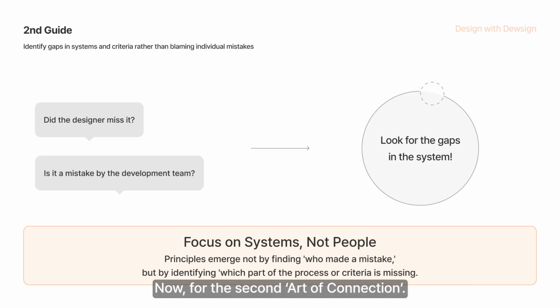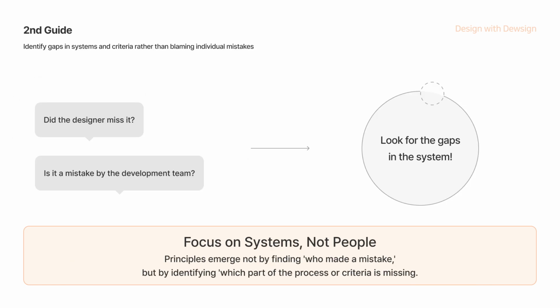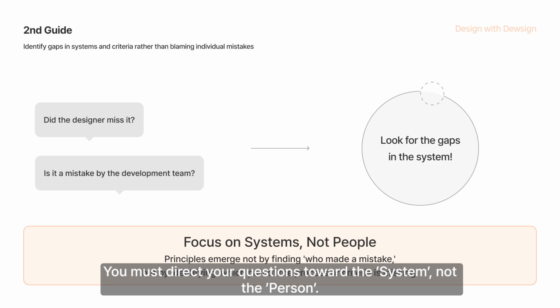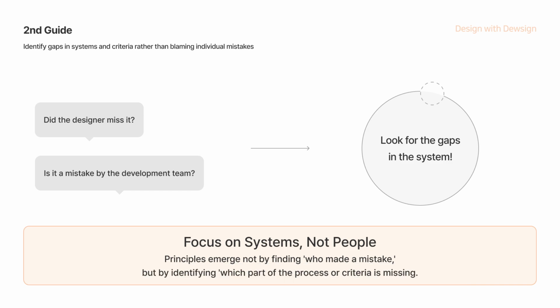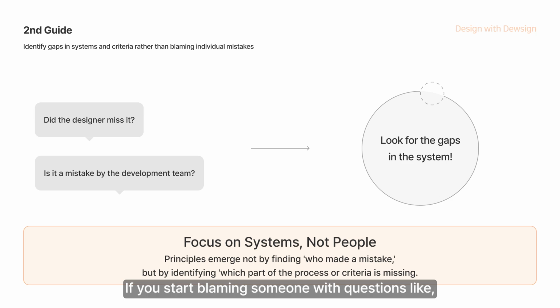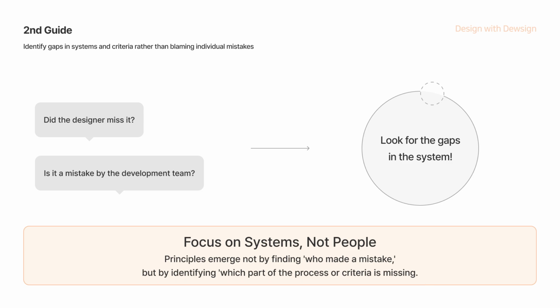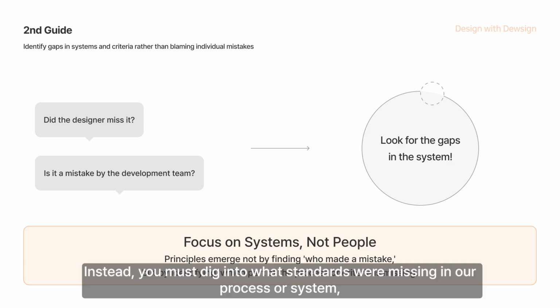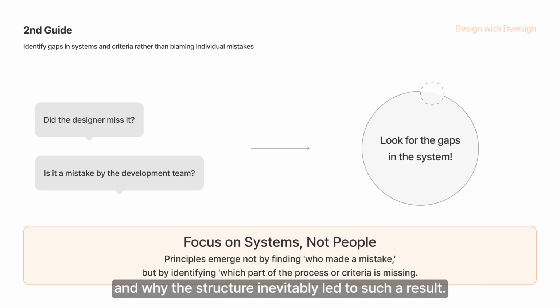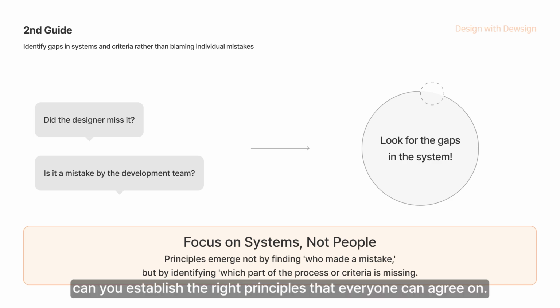Now, for the second art of connection. You must direct your questions toward the system, not the person. If you start blaming someone with questions like, did the designer miss it? Or, is it a mistake by the development team? It only leads to defensive attitudes. Instead, you must dig into what standards were missing in our process or system and why the structure inevitably led to such a result. Only when you find the gaps in the system can you establish the right principles that everyone can agree on.